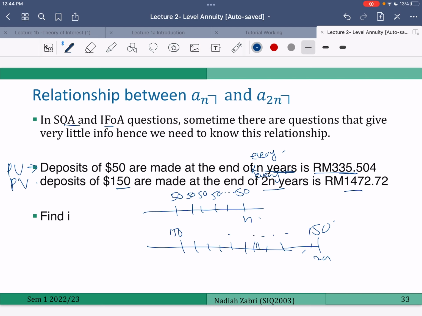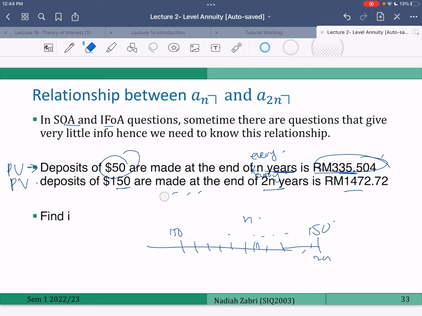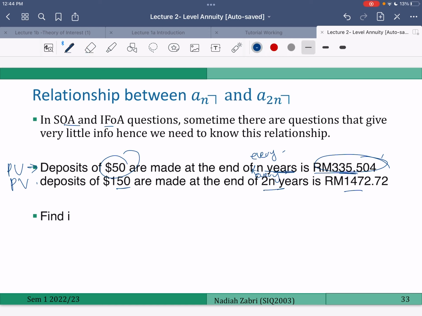Okay, so you have 2 pieces of information, the payment and also the present value, but you don't know the I and the N. So then how do you solve this? To solve this, you need to leverage on the relationship between A angle N and A angle 2N.